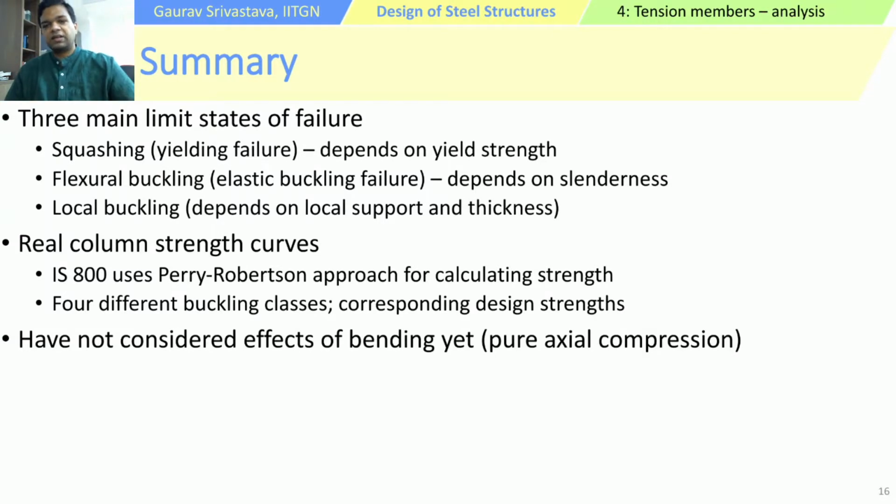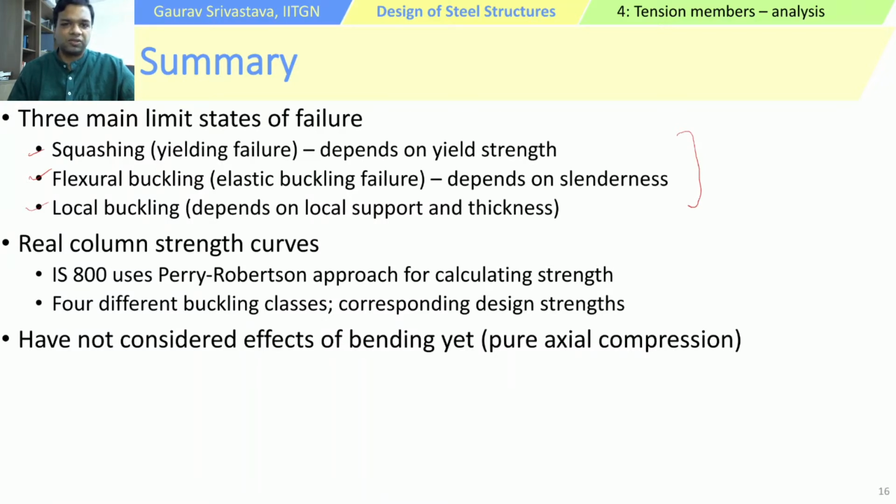So what we have seen is that there can be three primary limit states of failure for members under compression. One is squashing, which depends on yielding. The other is elastic flexural buckling, which is a global buckling mode. And the third is local buckling, which is a local failure mode. But this local buckling can also lead to a global failure, and it can actually happen before the global failure is triggered.